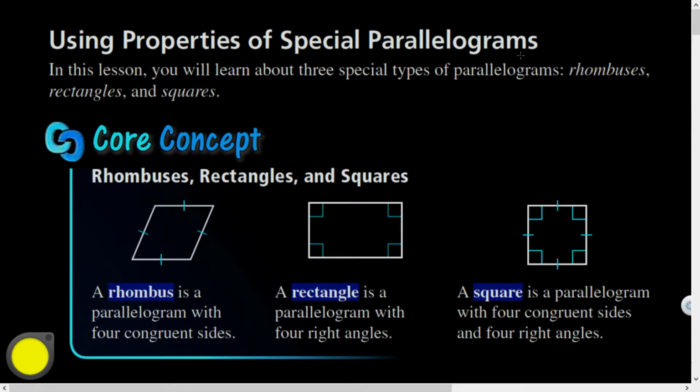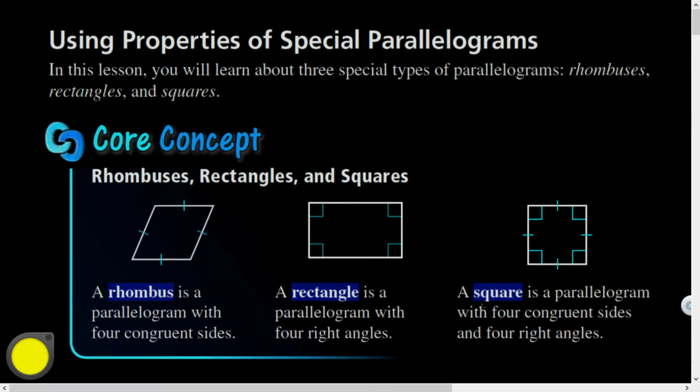We are talking about some special parallelograms: rhombuses, rectangles, and squares. A rhombus is a parallelogram with four congruent sides. I asked my buddies whether you could have a quadrilateral with four congruent sides that was not a parallelogram. Their answer was no, because of the parallelogram opposite sides theorem. So a rhombus has four congruent sides. A rectangle is a parallelogram with four right angles.